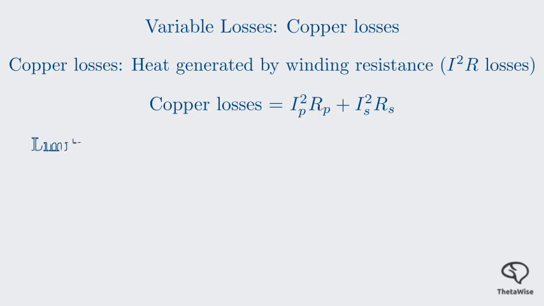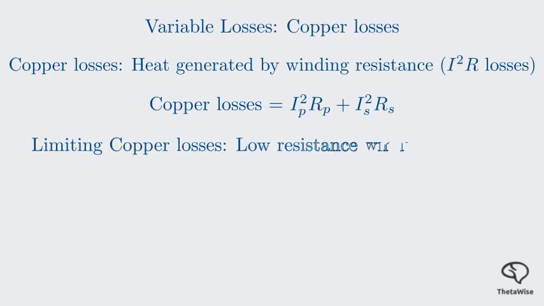To minimize copper losses, transformer designers use windings made of materials with very low electrical resistance, like copper, and design the wire with a sufficient cross-sectional area to keep resistance low. The second type of variable loss is known as stray losses.